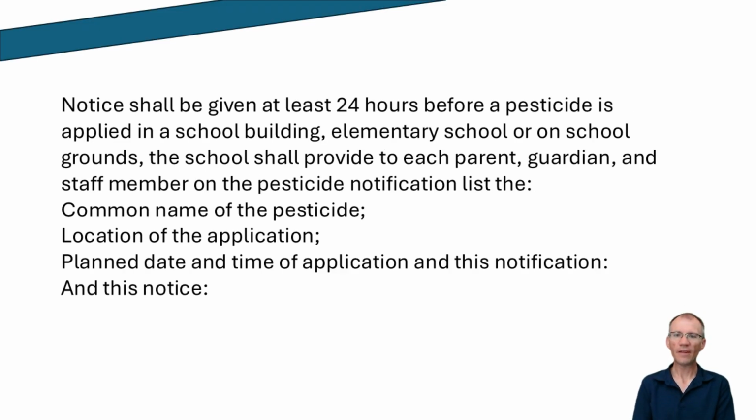Notice shall be given at least 24 hours before a pesticide is applied in a school building, elementary school, or on school grounds. The school shall provide to each parent, guardian, and staff member on the pesticide notification list the common name of the pesticide, location of the application, planned date and time of application, and this notification, and this notice.